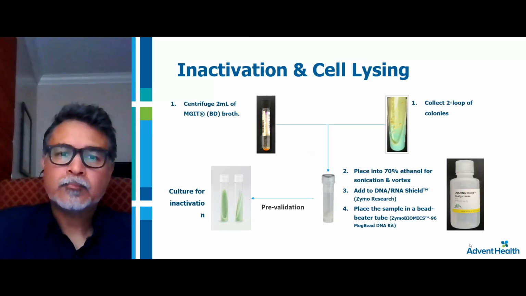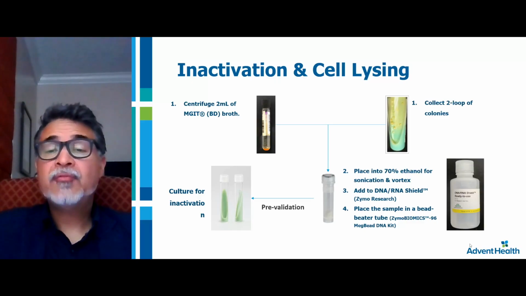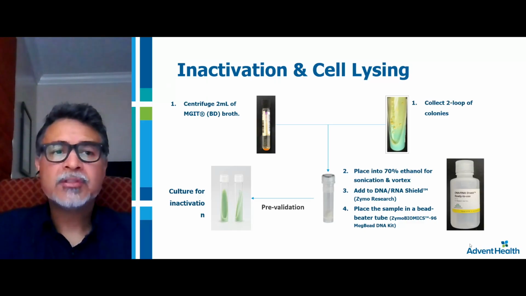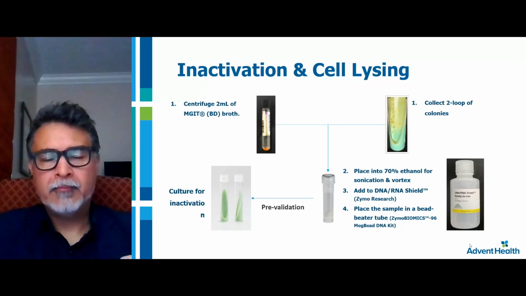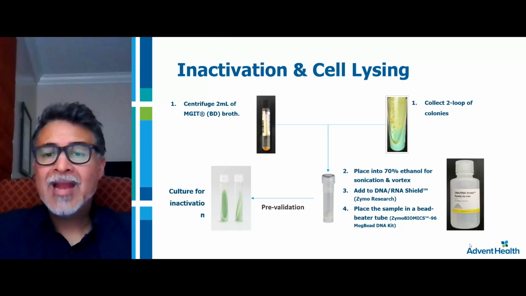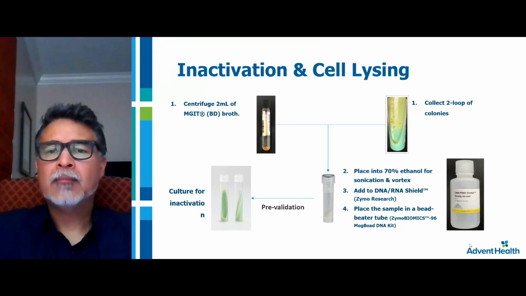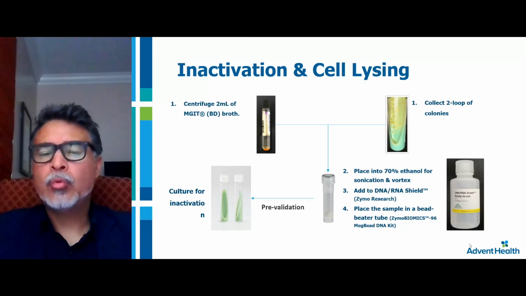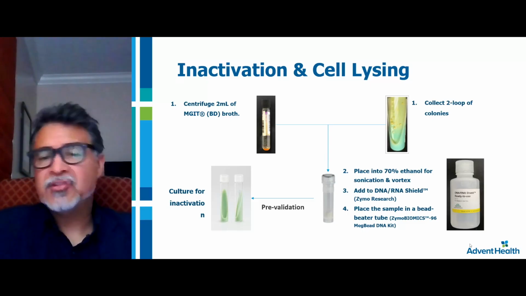So we start with an inactivation, especially for mycobacteria, with a similar approach for molds. We get a concentrate from the MGIT, the BD broth for mycobacteria, or 2 colony loops from solid media. We perform inactivation using ethanol and sonication. Before we start the validation, we need to make sure that these organisms are completely inactivated. So we used a pre-validation inactivation process. We don't do this routinely anymore because we were able to prove, using multiple species of mycobacteria, that this process was able to inactivate the organism.